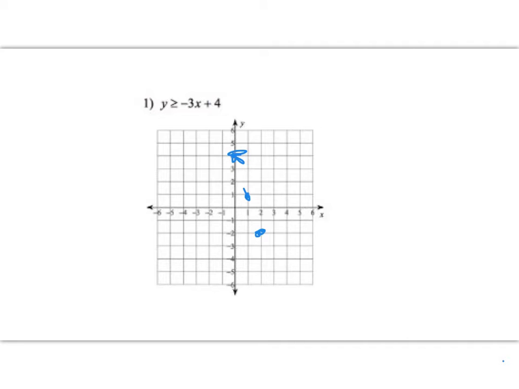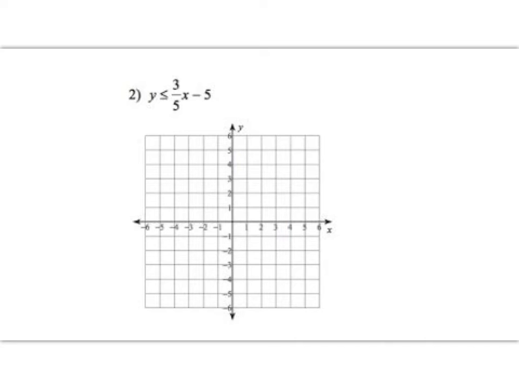Let's do one more point. Down 3 again. 1, 2, 3, over 1. And then you're going to graph a solid line through them. And since it's greater than, you're going to shade up. And all the parts where I shaded, that'd be the solution since it's greater than or equal to.